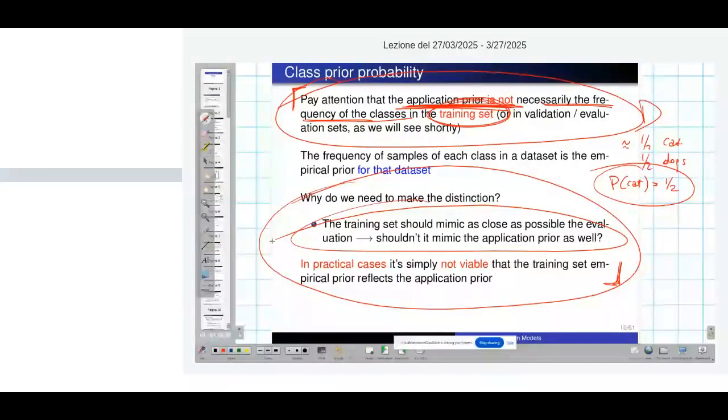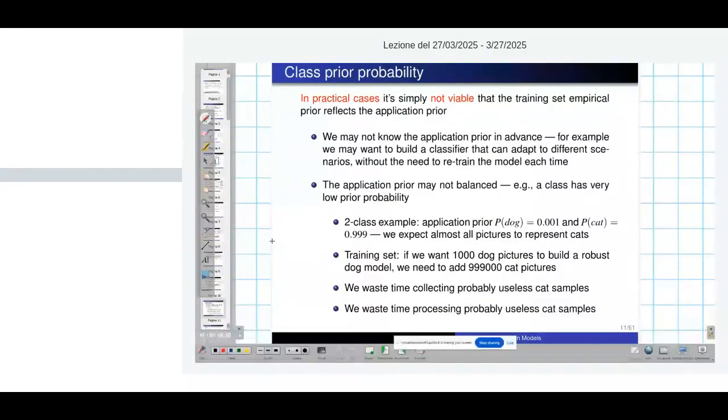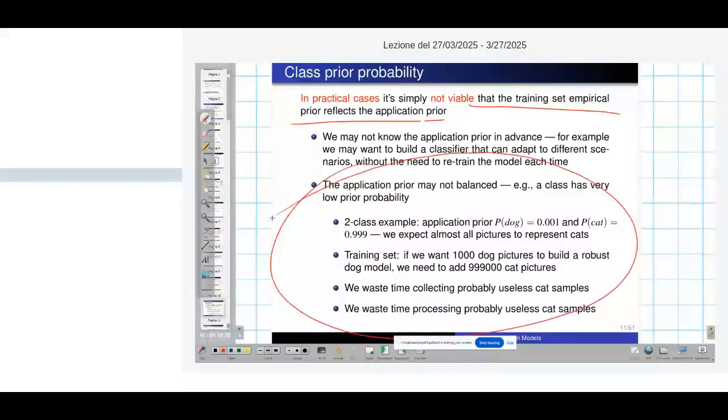In one case, we have lots and lots of applications. We can't afford to have a training set that has different proportions of the samples for every application where we want to deploy the model. Or we have a single application in mind, so we're training a model for a specific application, but that application is, for example, very unbalanced, and it would be required to build a training set that, if it were to have the empirical prior equal to the application prior, would become unmanageable.